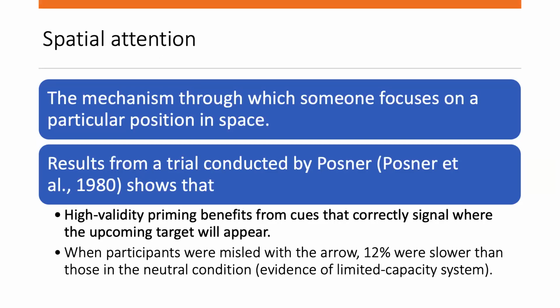Spatial attention. The mechanism through which someone focuses on a particular position in space. Results from a trial conducted by Posner show that high validity priming benefits from cues that correctly signal where the upcoming target will appear. When participants were misled with the arrow, 12% were slower than those in the neutral condition.